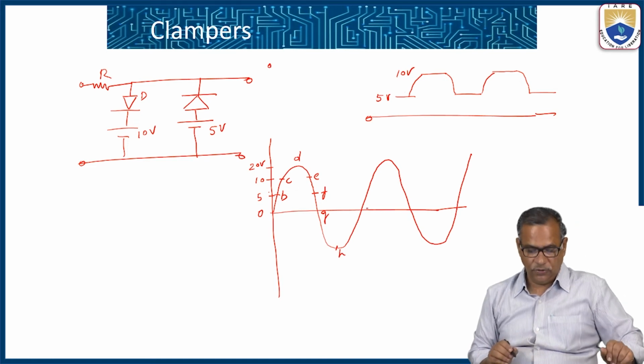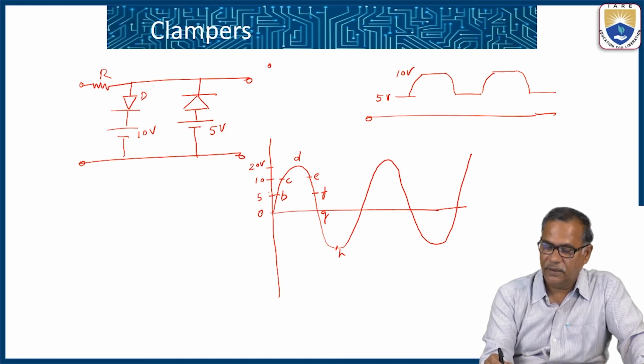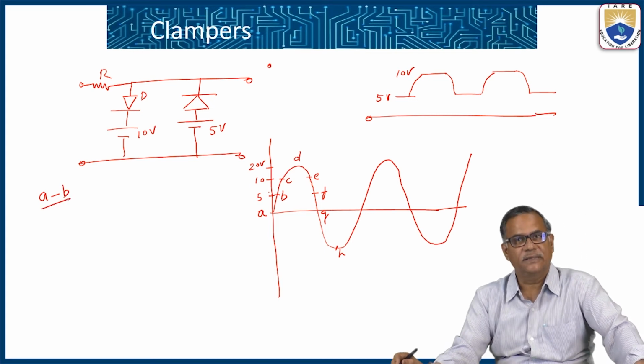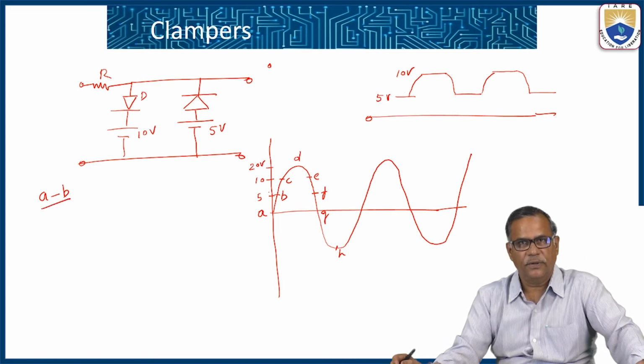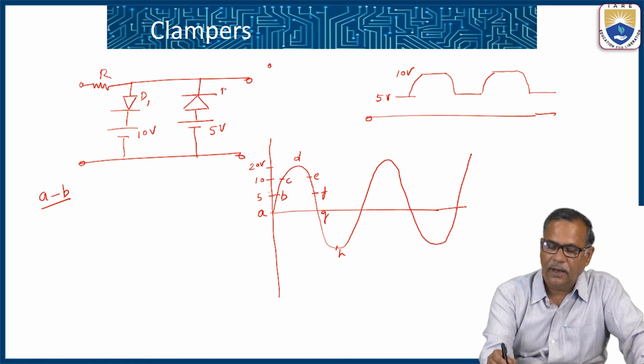Okay. So during the points from A to B, the voltage is less than 5 volts. So when the voltage is less than 5 volts, what happens? This is diode D1 and this is diode D2. So during A to B, D1 is in reverse bias and D2 also is in reverse bias.